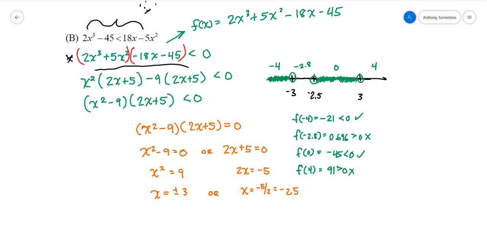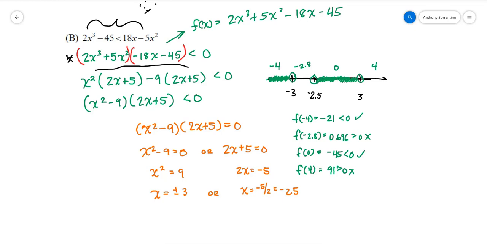So 4 doesn't work. It produces a value that's positive. We want values that are negative. And so it means anything to the right of 3 is not going to make f of x be negative or make the original inequality be true. And so that leads me to my solution.